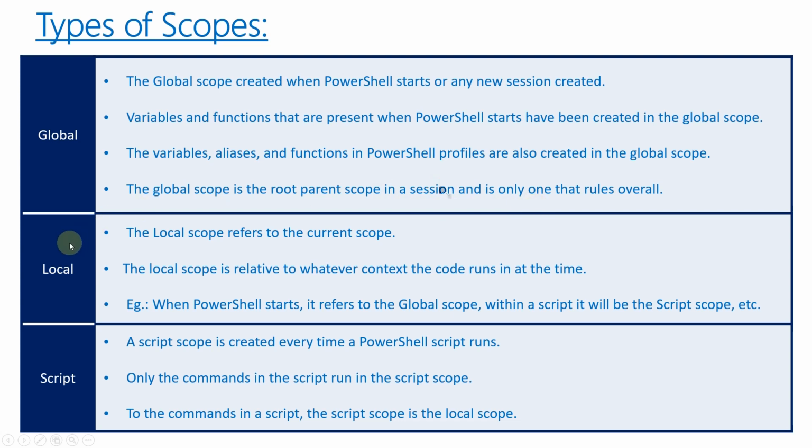Now if we talk about the local scope, it is nothing but the current scope, and it is relative to whatever context the code runs in at that time. For example, when PowerShell starts, it will refer to the global scope, and when any script is running, then the script scope will be referred to as the local scope.